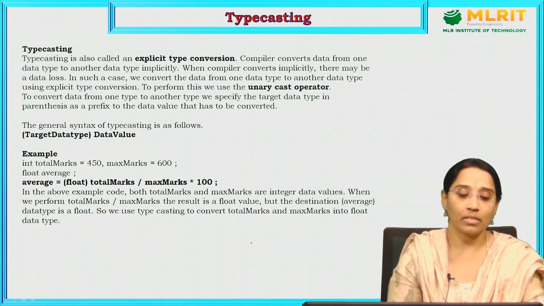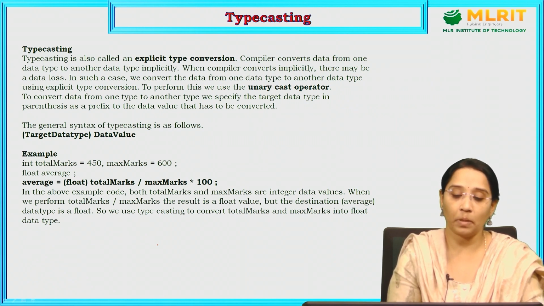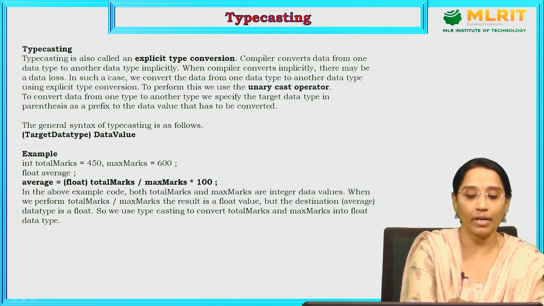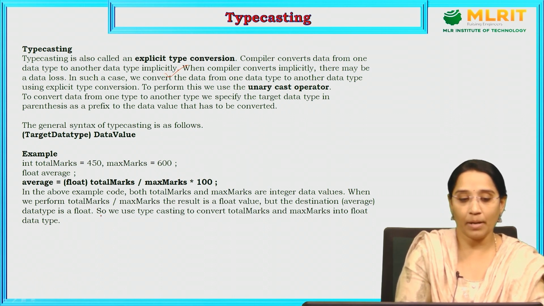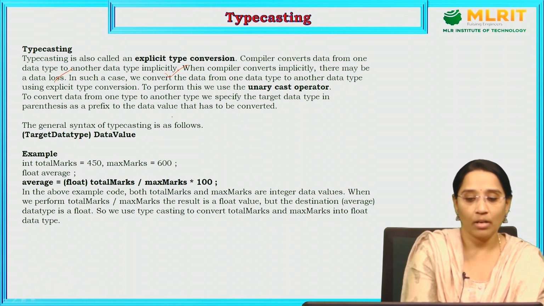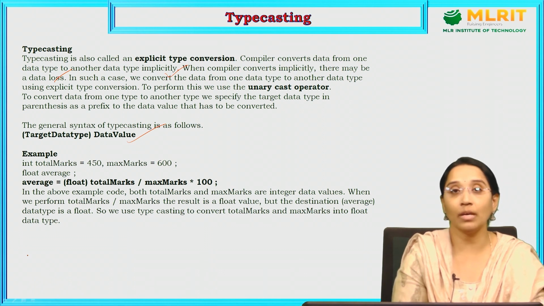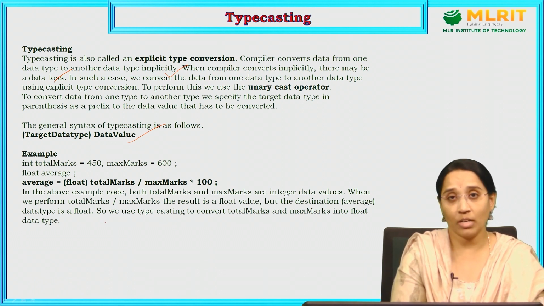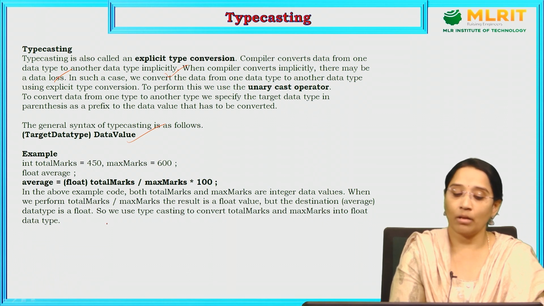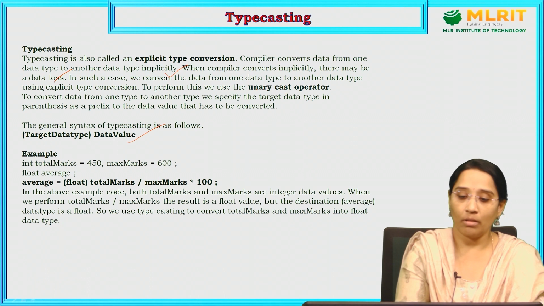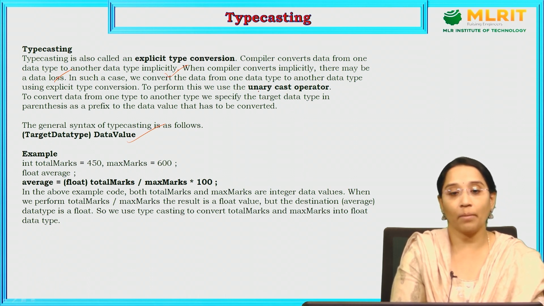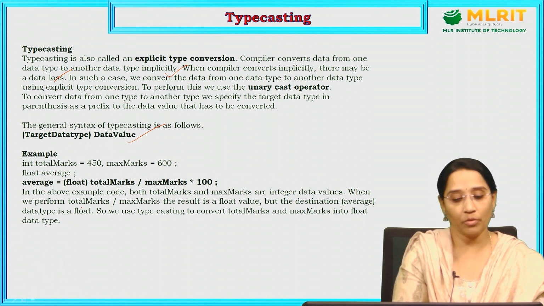Next one, typecasting. Typecasting is also called explicit type conversion. The compiler converts data from one data type to another data type implicitly. When the compiler converts implicitly, there may be a data loss. So we have explicit type conversion. In implicit type conversion, the user has nothing to do; the compiler will convert automatically. But explicit type conversion we have to do completely, whatever type we want to convert to.